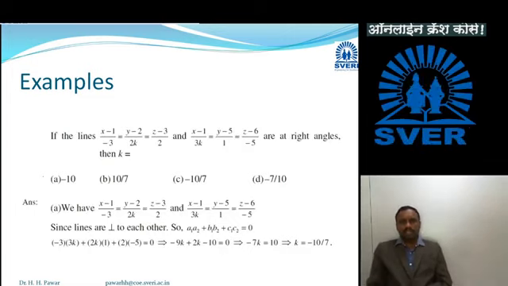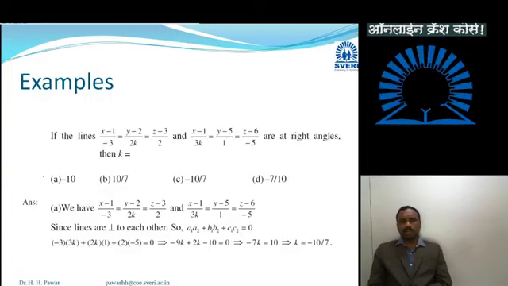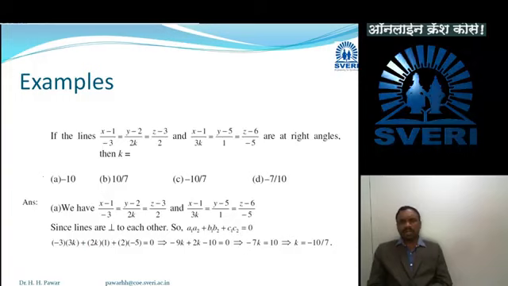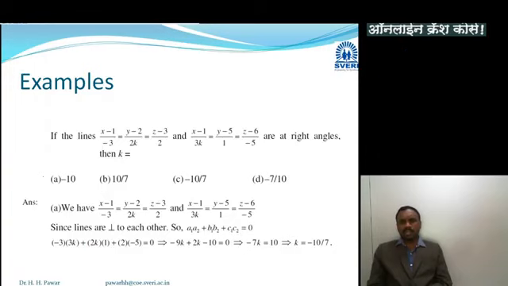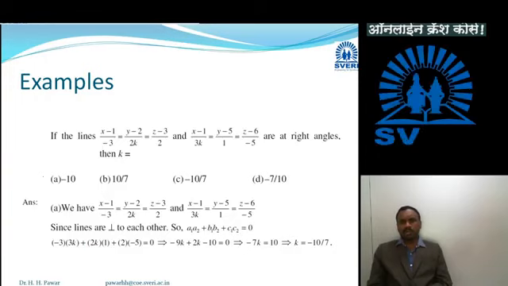If the lines x minus 1 upon minus 3 is equal to y minus 2 upon 2k is equal to z minus 3 upon 2 and x minus 1 upon 3k equal to y minus 5 upon 1 equal to z minus 6 upon minus 5 are at right angles, then k is equal to, first option is minus 10, second one is 10 by 7, third one is minus 10 by 7 and last one is minus 7 by 10.